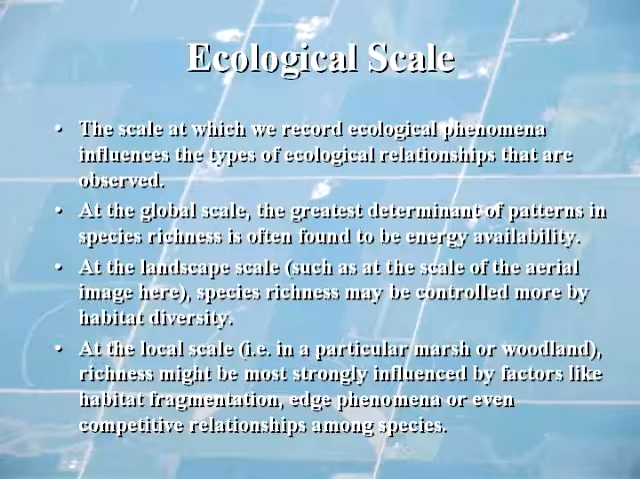Now, at the local scale, we might find more varied kinds of explanations for patterns of diversity. Explanations that might have to do with competition between species, might have to do with the details of the structure of habitats, what kind of plant species are present, and so on.